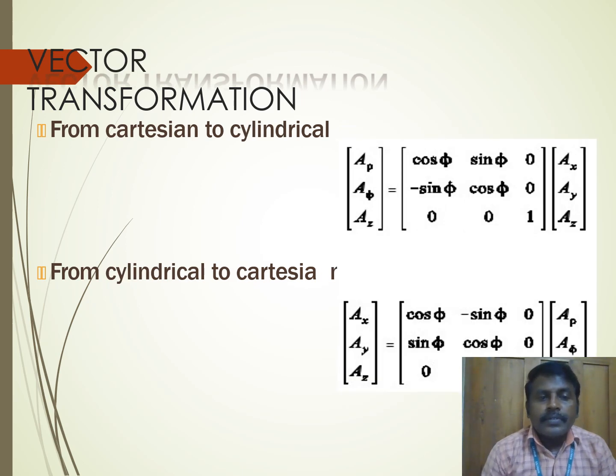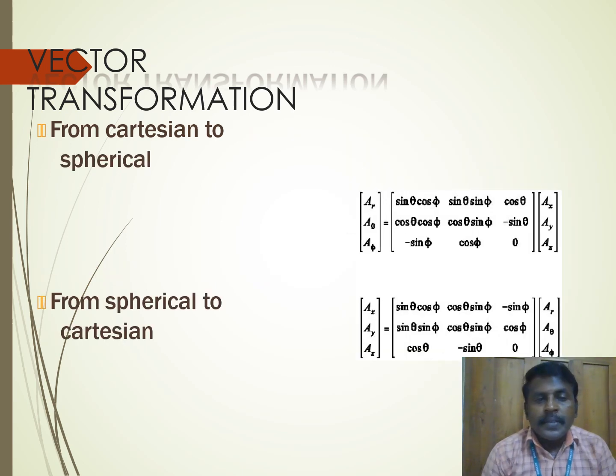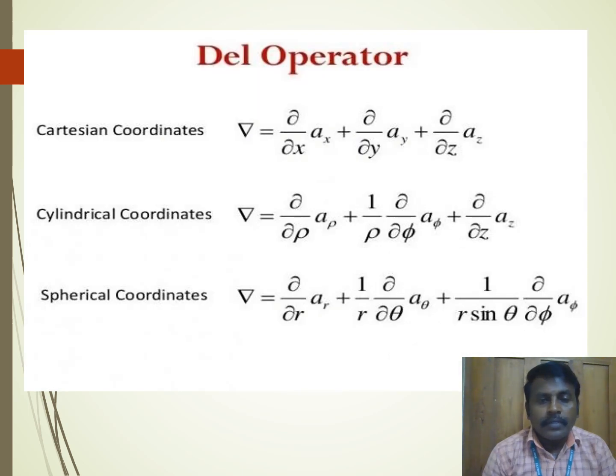And vector transformation from Cartesian to cylindrical in vector form. Similarly from cylindrical to Cartesian coordinate system. Then from Cartesian to spherical and spherical to Cartesian system. This way we can find them.